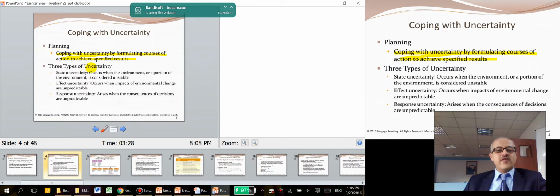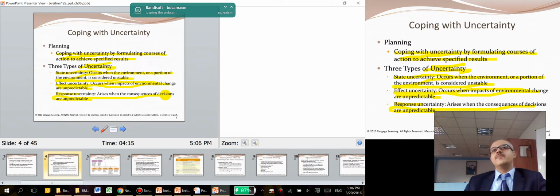And here we've got 3 types of uncertainty. There are 3 things that we don't know that we want to make a plan for. Number 1, state uncertainty. It occurs when the environment is considered to be unstable. Okay? So if the environment by itself is unstable, we call that state uncertainty. Effect uncertainty occurs when the impact of the environmental change is unpredictable. Okay? So because of what can happen in the environment, the consequences are also unpredictable. And then the response. How will you respond when the consequences of your decision are also unpredictable? Do you understand those 3?